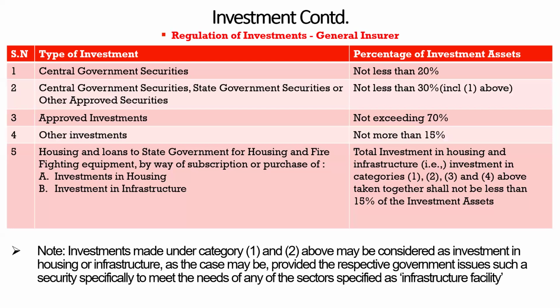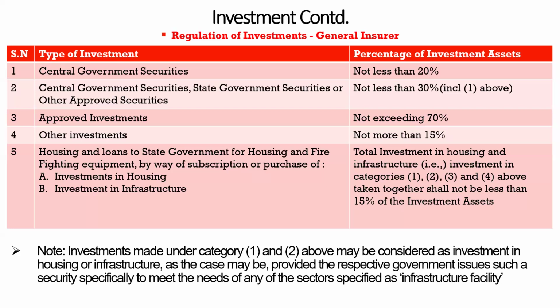Before 2016, there was an earlier regulation. There were many restrictions, and most of the money had to be invested in government bonds, government securities only. After the 2016 regulation, this has been liberalized. So in liberalization, earlier it was not less than 20%. Now the limit is central government securities not less than 20%, meaning minimum 20% should be in central government securities.